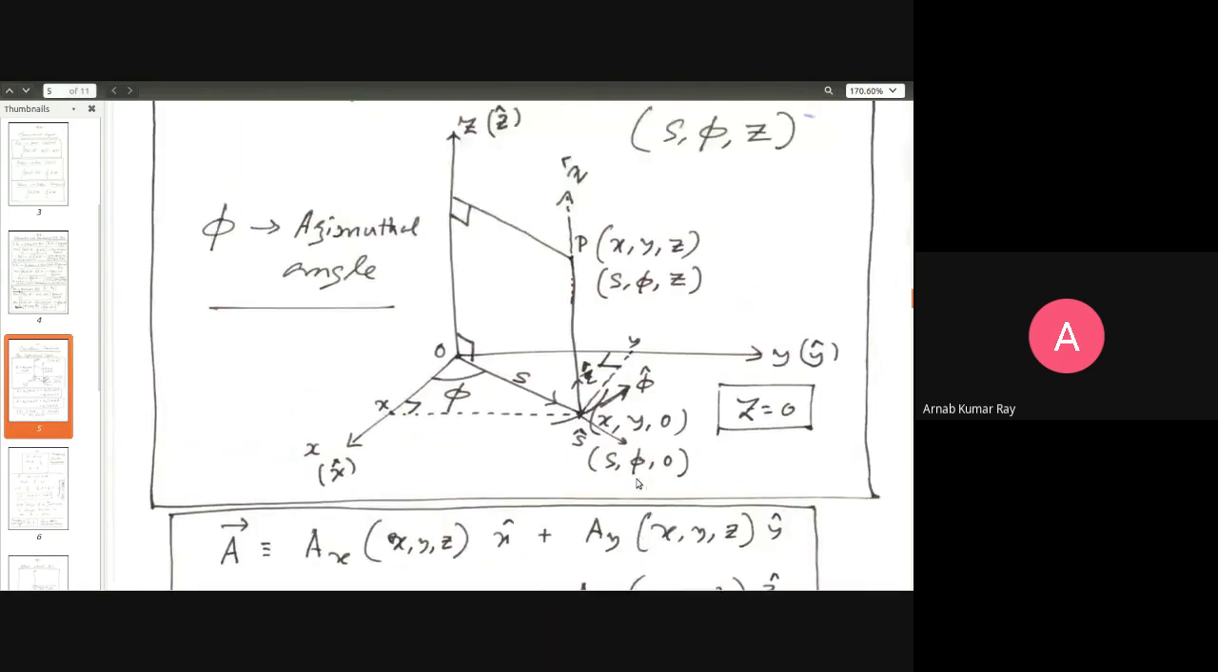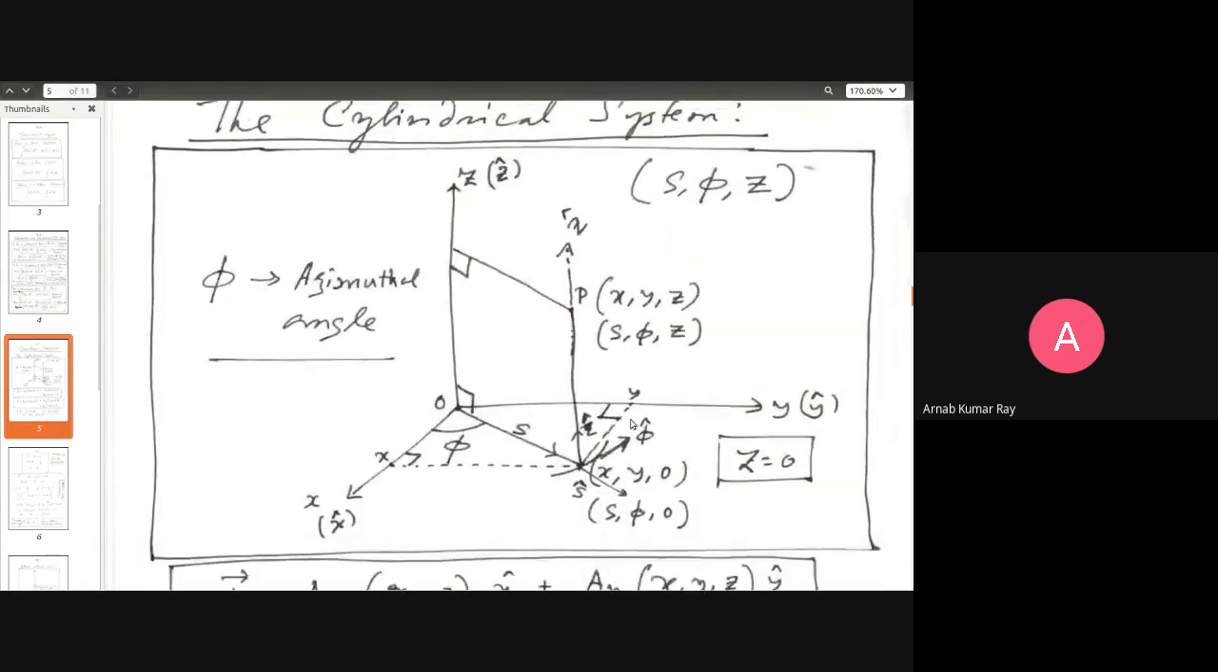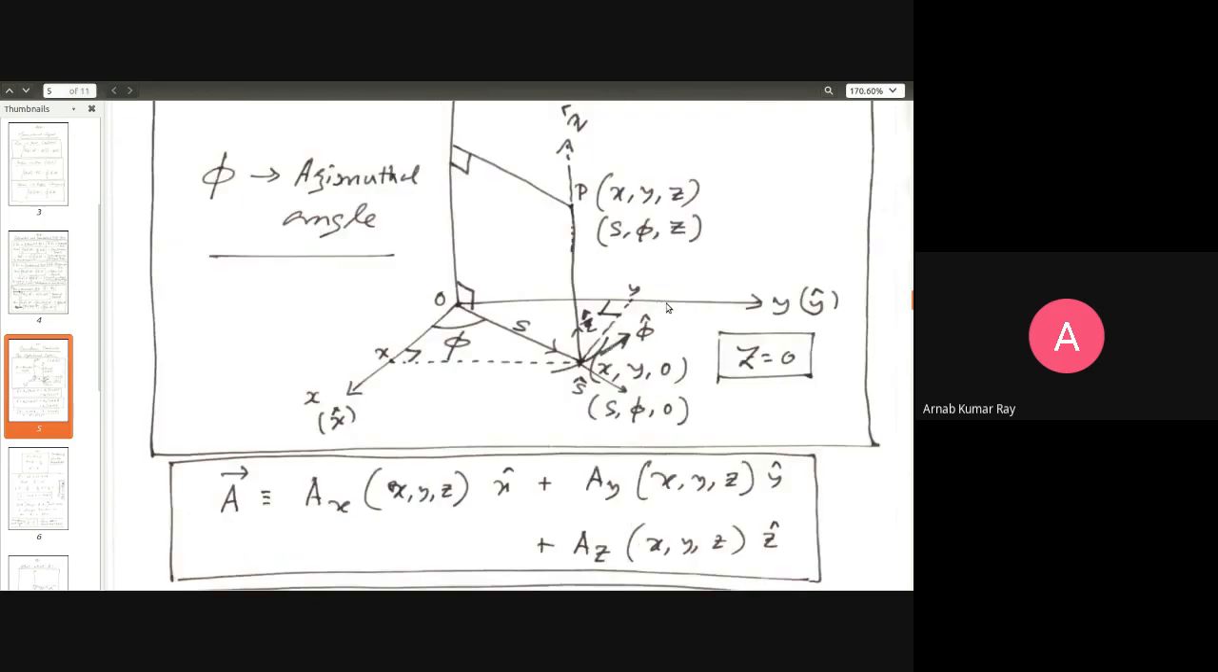First task will be, given three coordinates x, y, z, how will you transform them to a new set of coordinates s, phi, z? That is the question. You have been given three coordinates x, y, z. You will transform them to three new coordinates s, phi, z. If one set of values were to be supplied to you, then how will you find the other set of values?